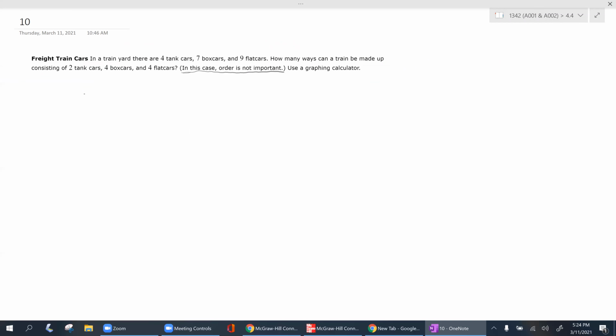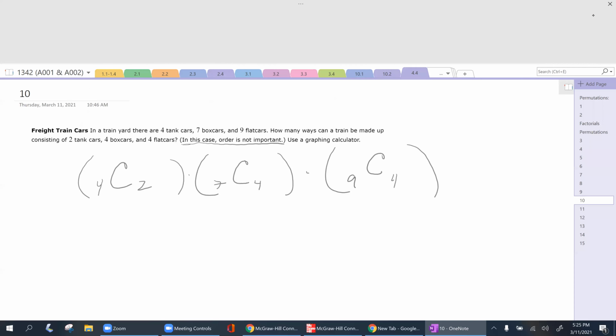So it's going to be something times something times something, and I'll go ahead and set it up for you guys. Let's look at the tank cars. You can say, I see that it says 4 tank cars on the top and then 2 at the bottom, I'm really confused. Well, it'd be 4C2, and for the other ones it'd be 7C4, and then 9C4. I'll let you guys go ahead and solve this out.